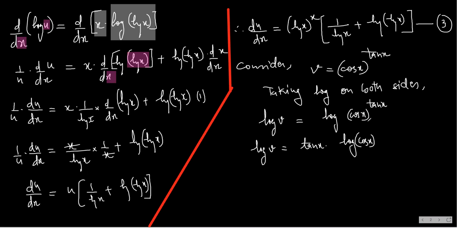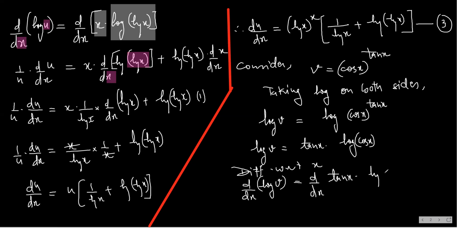Now see, this tan x becomes the coefficient, and you no longer have the variable raised to variable function. Instead, what you have is a product of two functions of x. So what you shall now be doing is differentiating with respect to x. So d by dx of log v equals d by dx of tan of x into log of cos x.